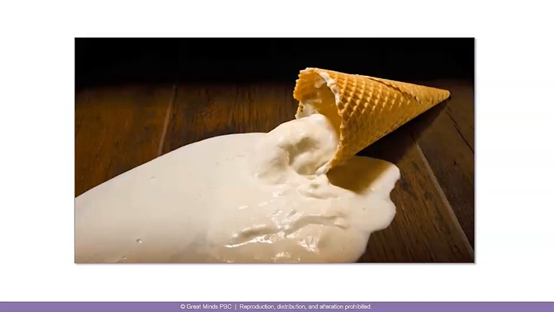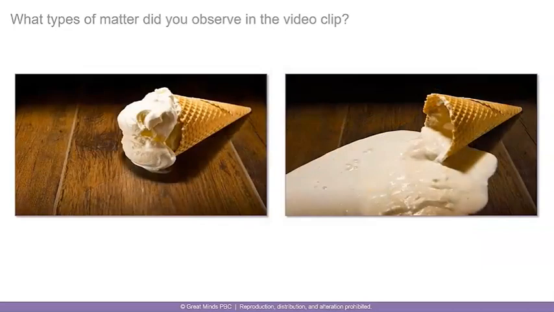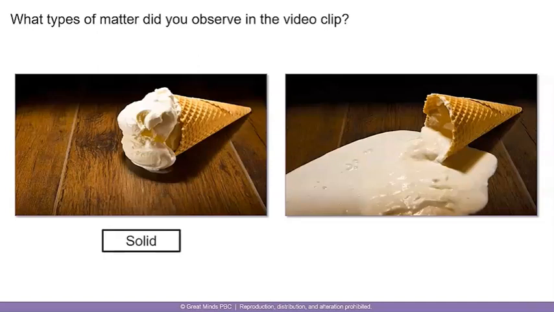You know, the ice cream reminds me of what we learned about different types of matter. Remember, different types of matter have different properties. What types of matter did you observe in the video clip? Well, the ice cream started as a solid, right? But then the ice cream became a liquid.